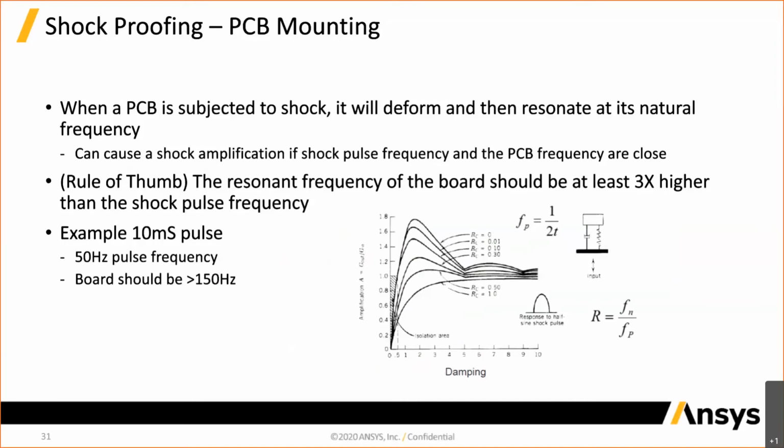If it's any lower than that, you can get what's called a shock amplification effect, where since the board initially does that initial deformation and then resonates at natural frequency, it will actually amplify the damage. So you've got to be careful. You want at least 3x of the shock pulse frequency for the natural frequency. That's why it's important to know your modal response of your board.